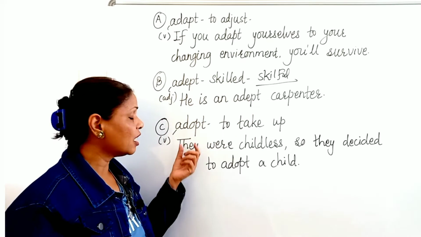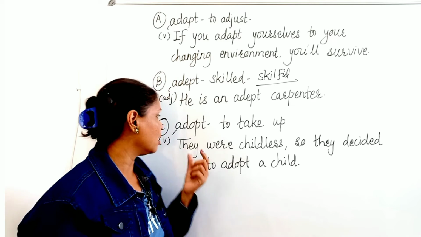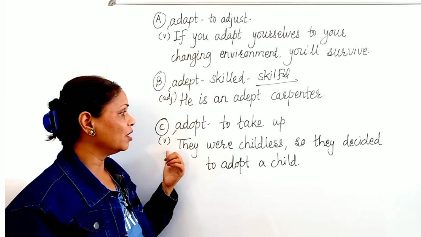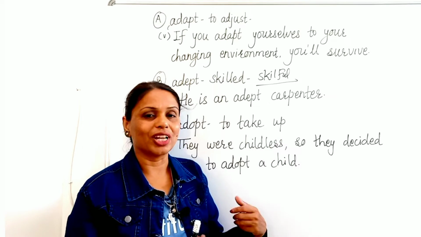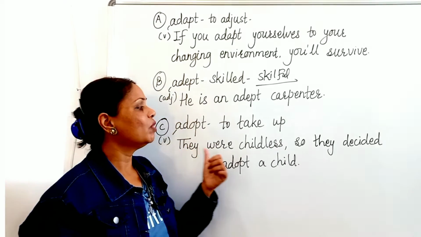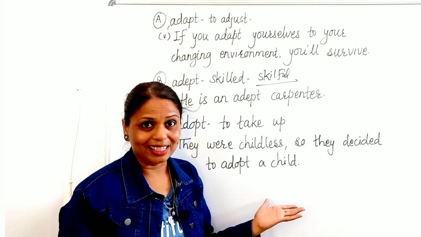The third word is adopt. The sound O comes in here. Adopt. This is a verb. It means to take up, particularly a baby or a child. For example, they were childless, so they decided to adopt a child.